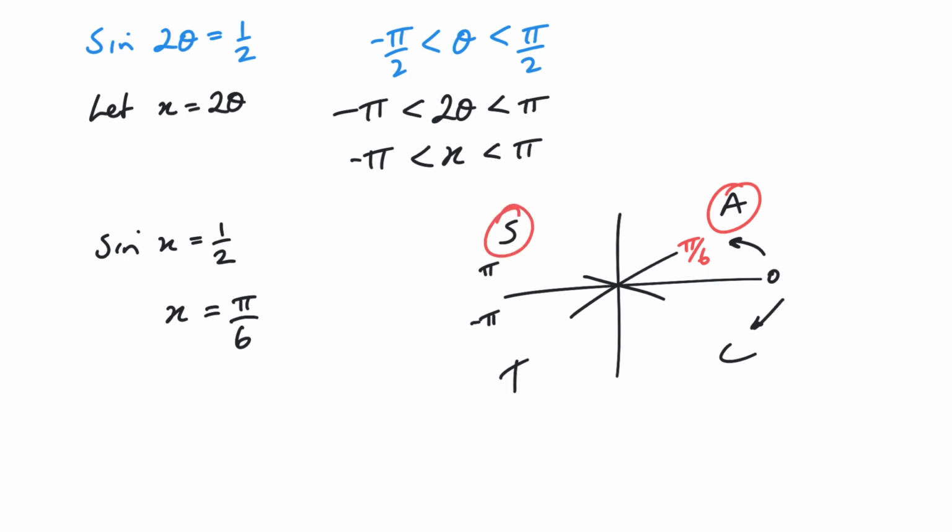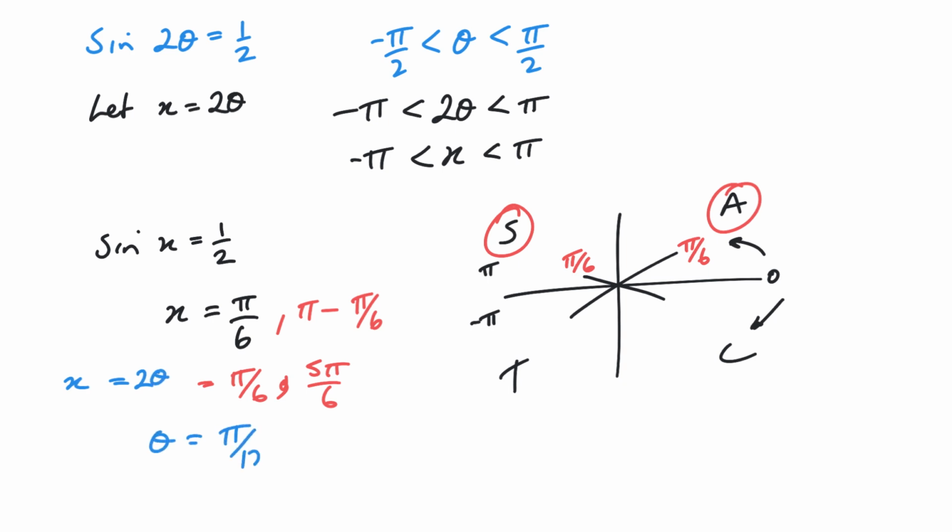And then we have our second answer here, as sine is also positive here. And since this is pi by 6, we have pi minus pi by 6. So that means our two values of x are pi by 6 and 5 pi by 6. And remember that this x equals here is also the 2 theta equals. Therefore 1 theta will be pi by 12 and 5 pi by 12.